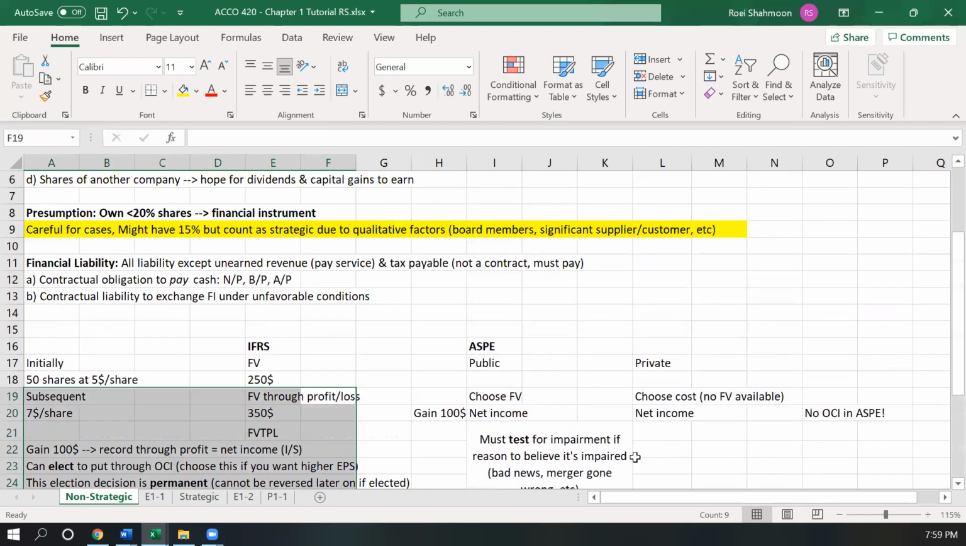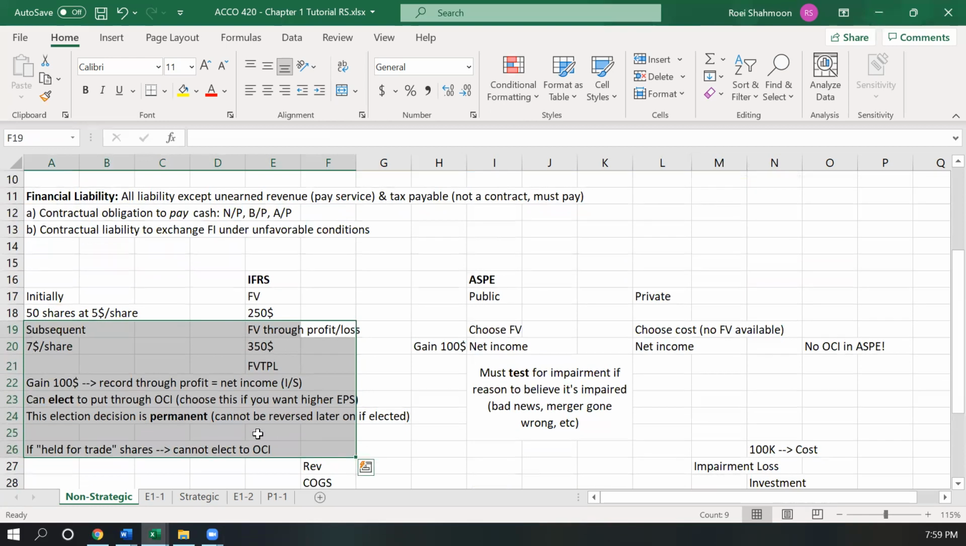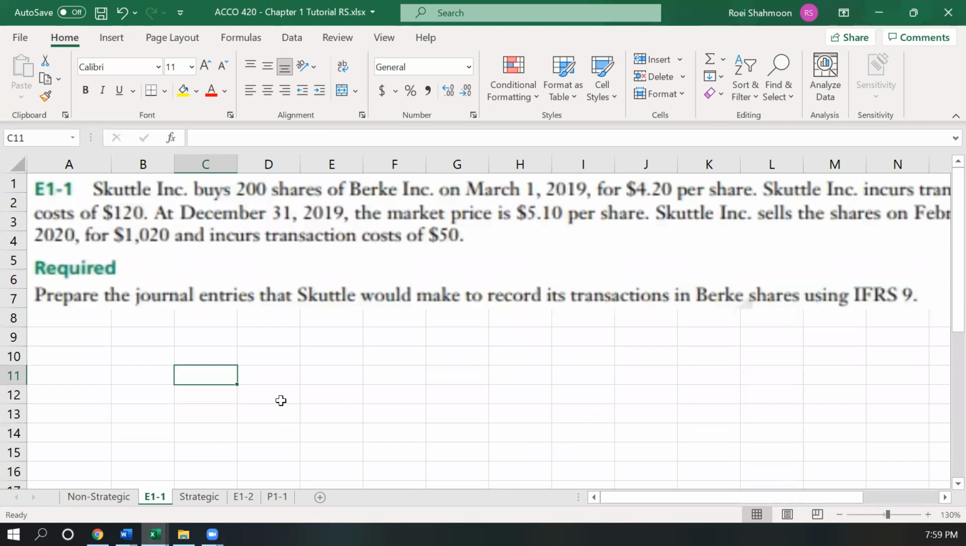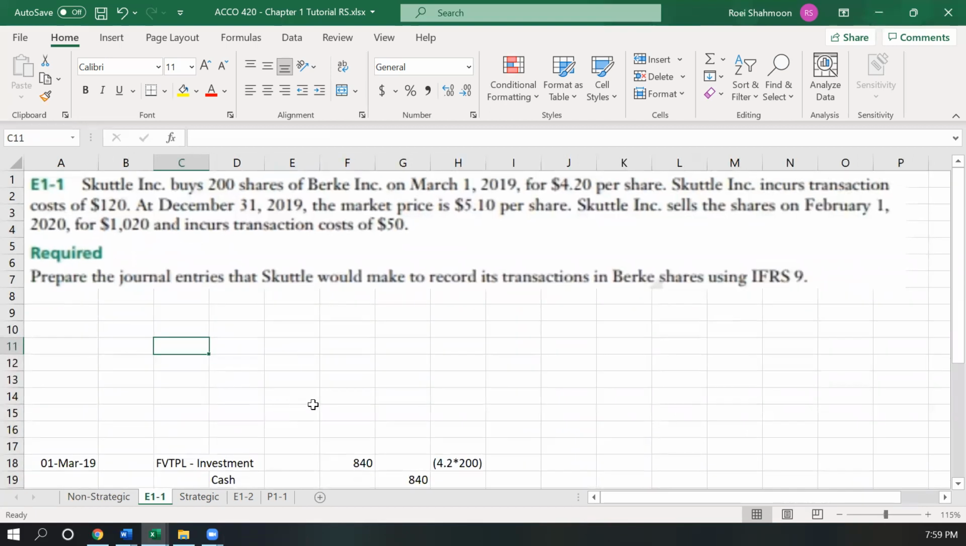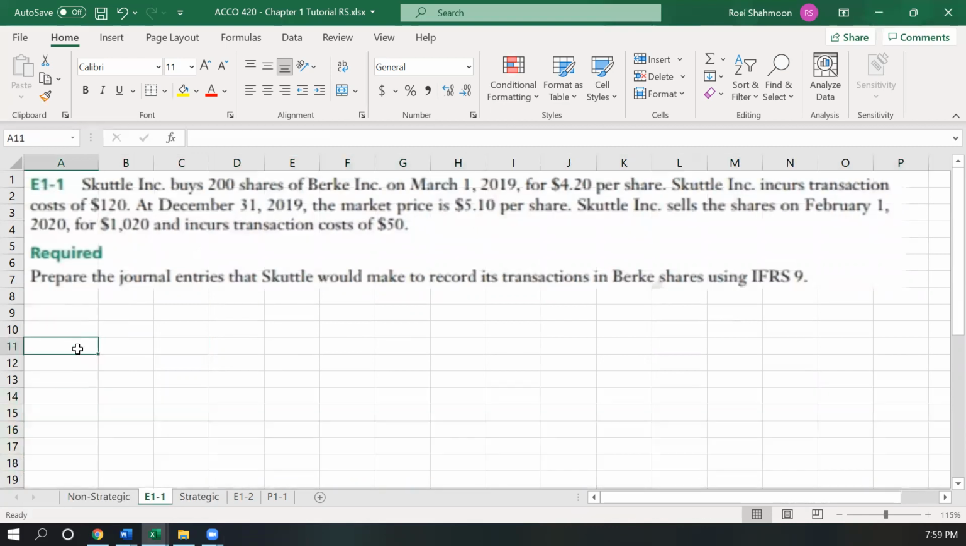So I think that's all I wanted to talk about for the non-strategic. And I think now is a good time to do a little example to test that. Okay, so let's take a look at this. It's a basic example, but it drives the point across.